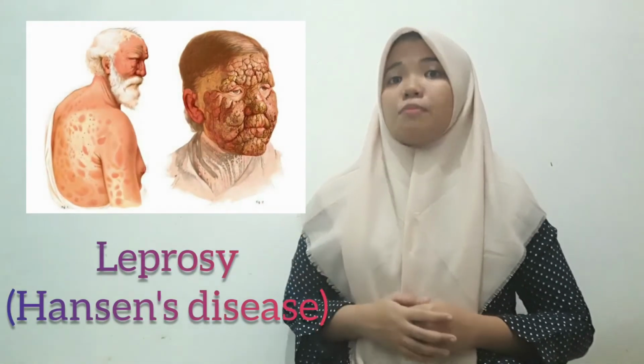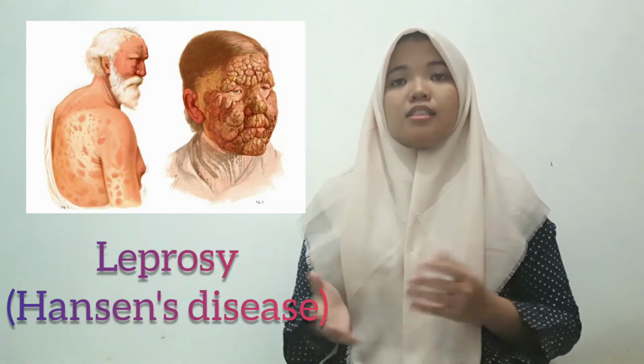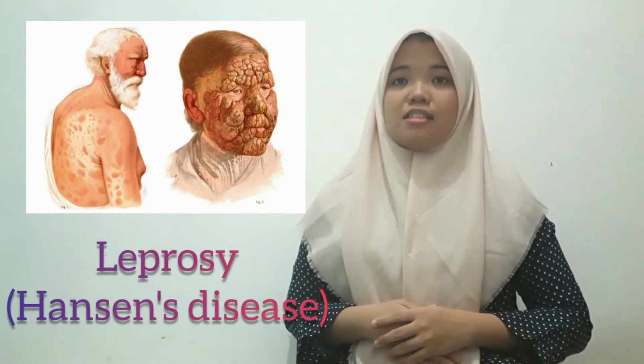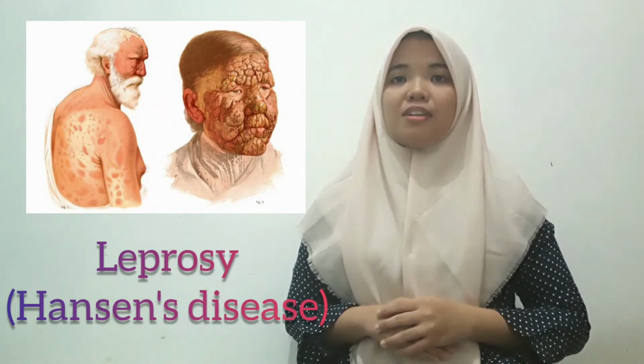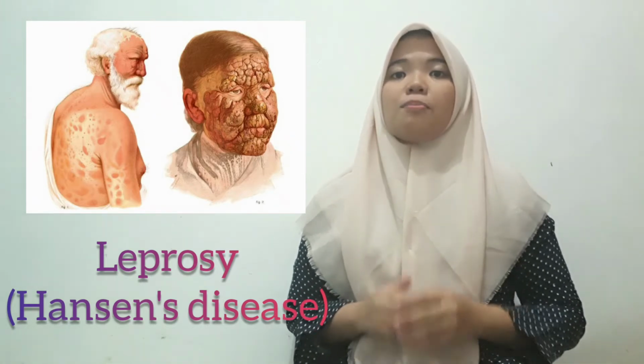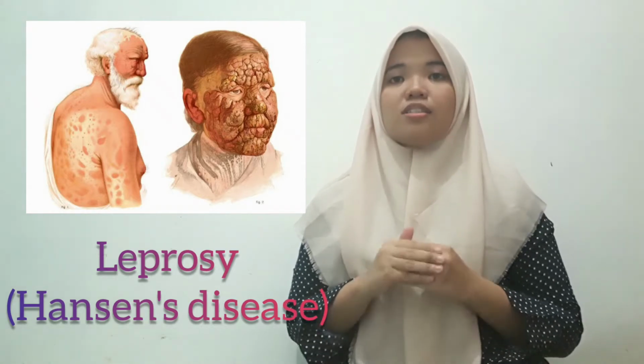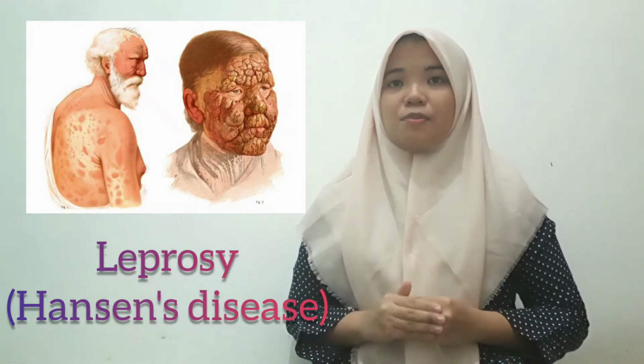Mycobacterium leprae causes a disease called leprosy. It is also known as Hansen disease. Leprosy is a chronic granulomatous disease affecting the skin and the peripheral nerves, with lesions preferentially occurring in cooler areas. These are the extremities and the upper respiratory tract.